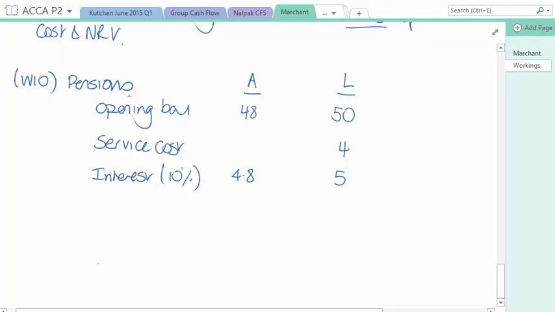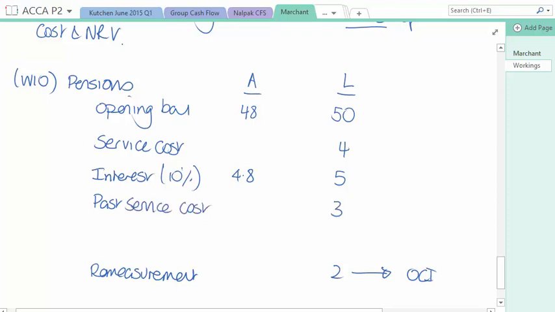We've got a remeasurement loss of 2, and that is taken to OCI. We've got a past service cost of 3, which is added to the liability, and then we've got interest on the past service cost, because notice the past service cost is at the start of the year. So 3 at 10% is 0.3.